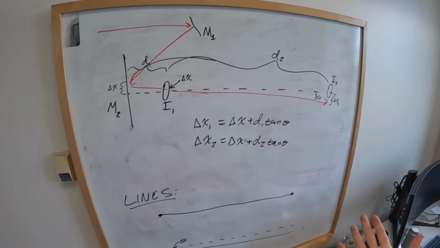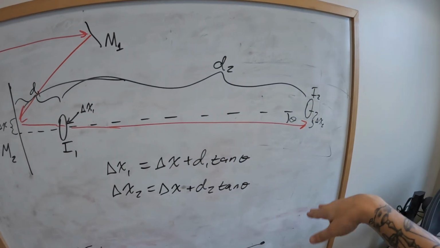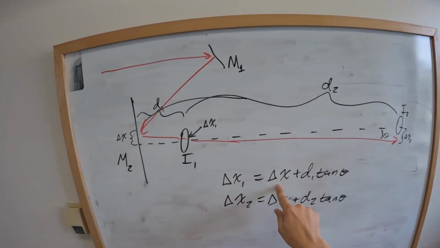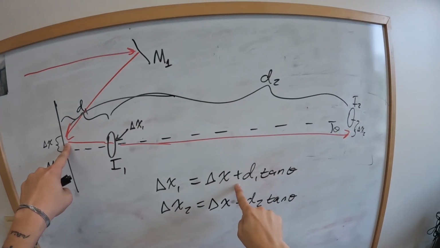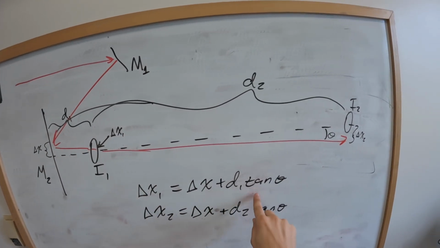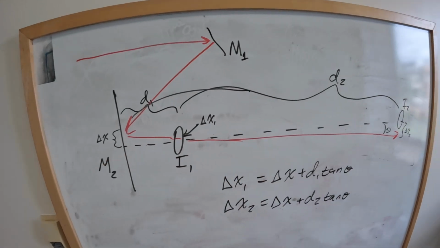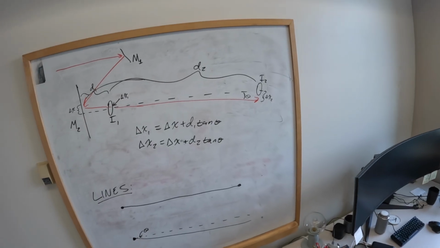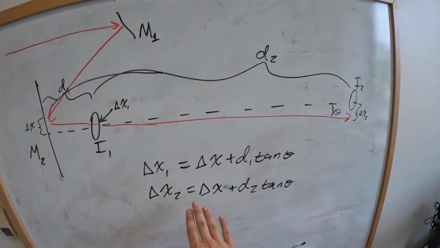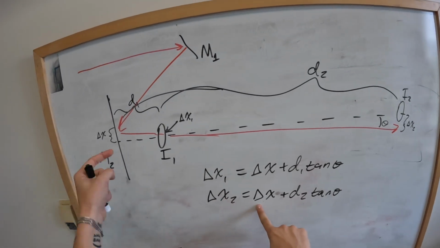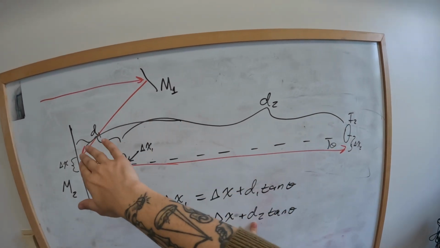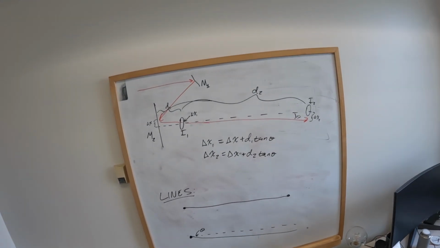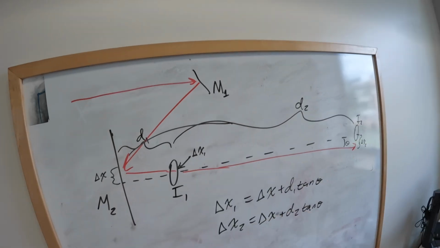Okay, so if you run through the math of this, it's actually pretty simple to figure out how far off your beam should be given initial conditions, right? So delta x1 is going to be our initial starting position, delta x, plus d1, that's this first distance, times tangent of the angle that it comes off of the mirror M2. This is pretty easy to convince yourself of. I encourage you to think through the geometry of why this works. Delta x2 now is essentially the same thing, but now we have our initial delta x plus d2, this larger distance, tan theta, okay?